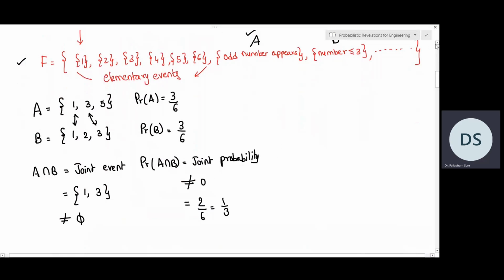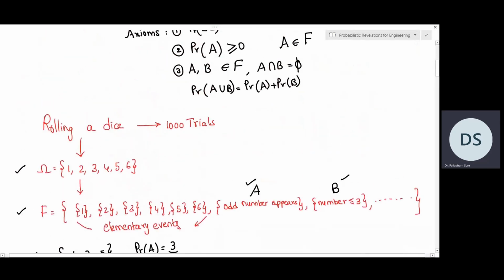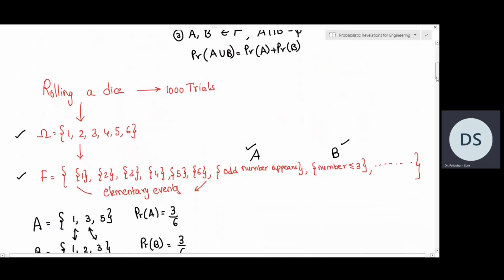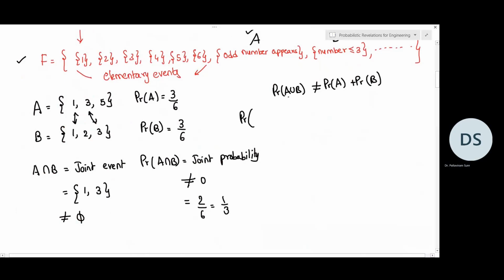So if we go back to our axiom, the axiom says if A intersection B is a null set, the probability of A union B is the probability of A plus the probability of B. However, in this particular case, the probability of A union B is not equal to the probability of A plus the probability of B. So let us verify this. The probability of A union B is none other than the probability of the union, which stands for all elements that are there in A and B. So it should be 1, 2, 3 and 5.